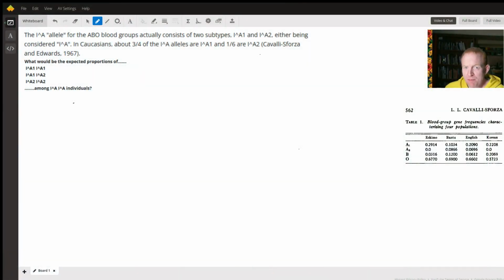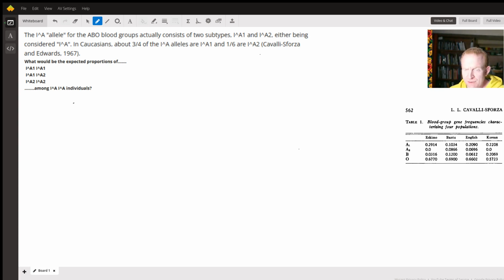All right, we have a probability question here, and it's a Hardy-Weinberg question too. We're going to use a visual model to answer this, but first we need to correct an error. We're considering only those that are homozygous for the A allele, in other words, it's ABO blood type. And it says there are actually two different A alleles, A1 and A2.